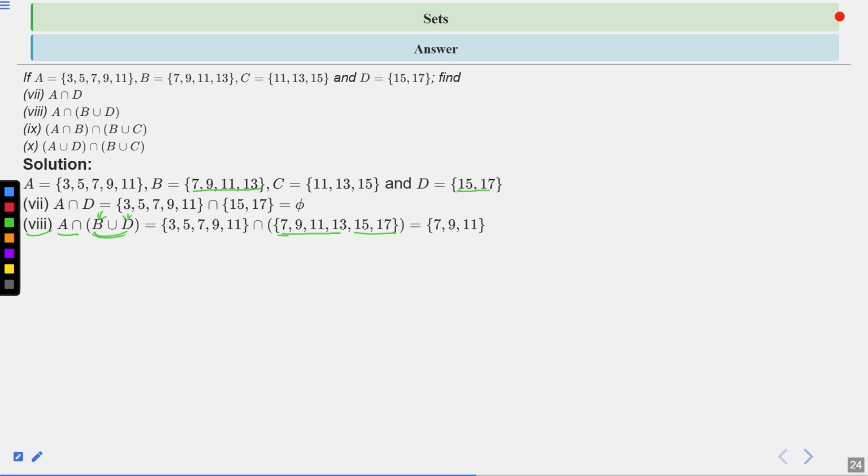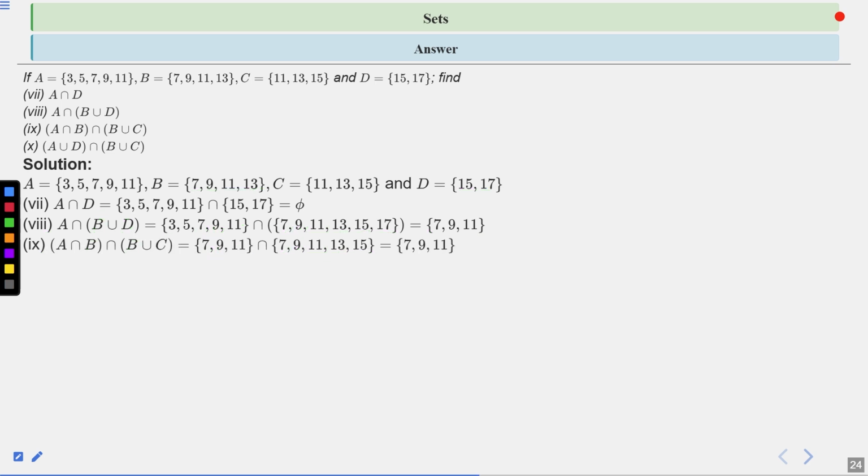Now you have to find A intersection B union D, meaning you have to collect the common elements from these two sets. The common elements are 7, 9, and 11. You have only 3 common elements to both sets. So A intersection B union D will be the set with 3 elements, 7, 9, 11. Clear?